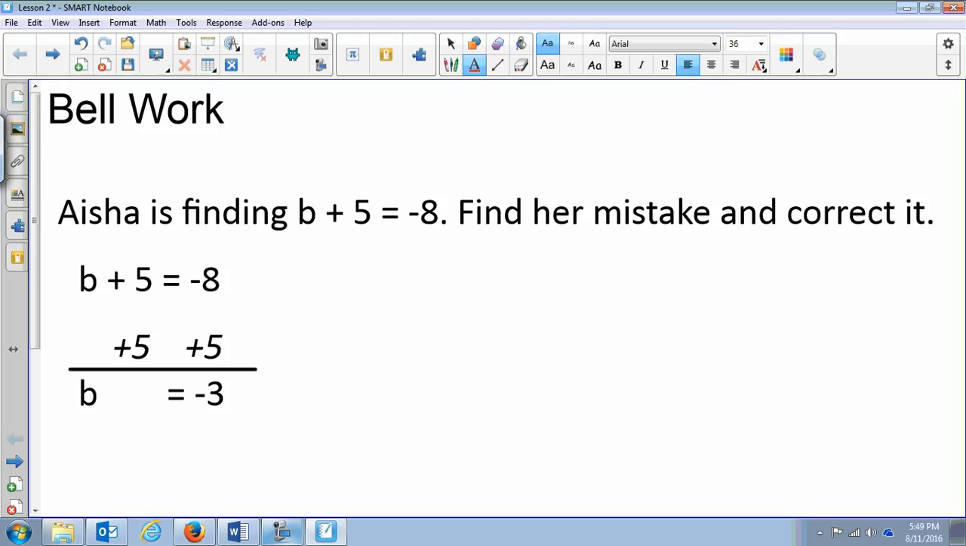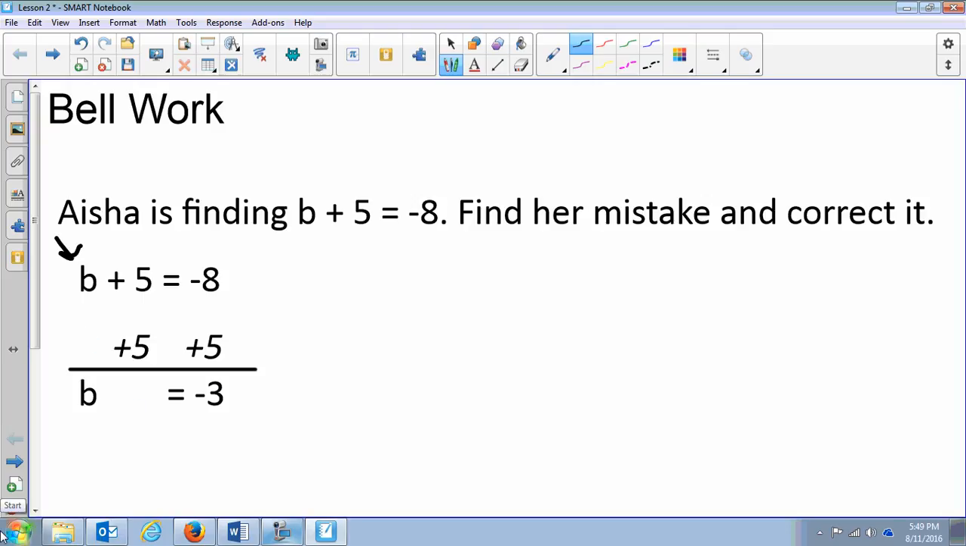Okay, today's spell work says Aisha is finding b plus 5 equals -8. We want you to find her mistake and correct it. So right here we have the problem, b plus 5 equals -8, and we have Aisha's work down here.